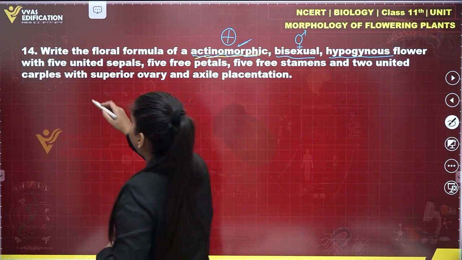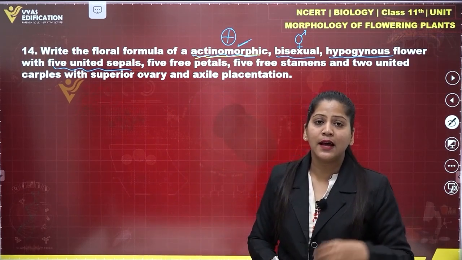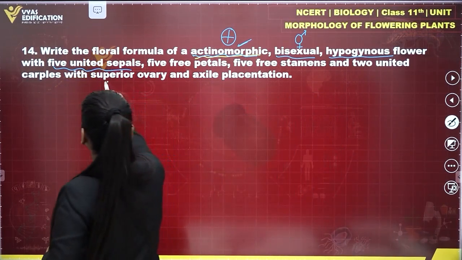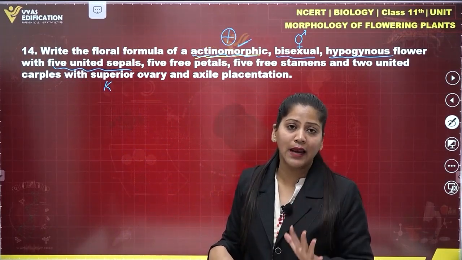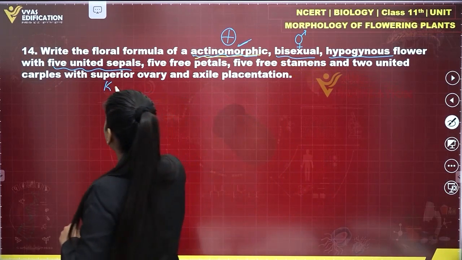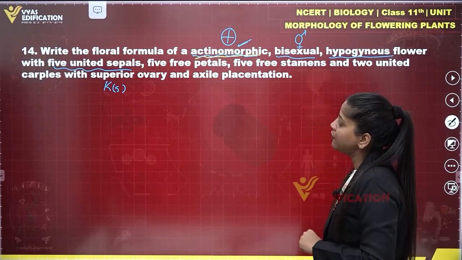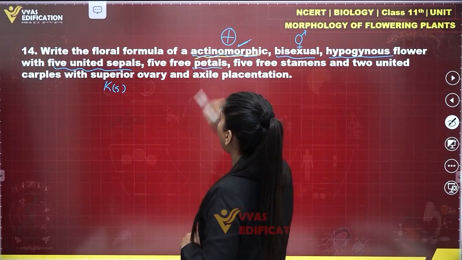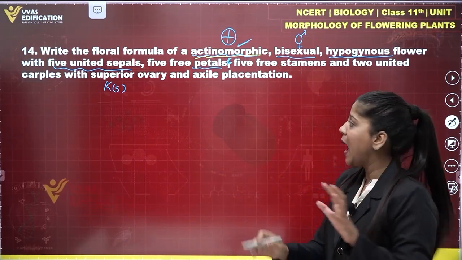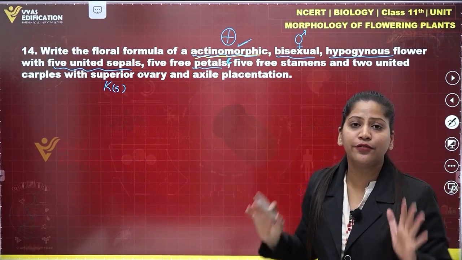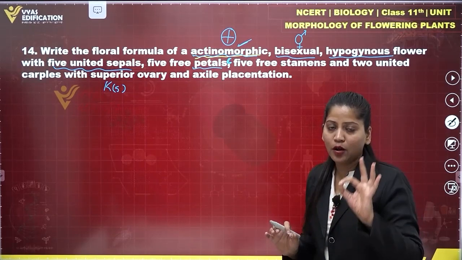Then the 5 united sepals. Sepals are also termed as calyx, which is known as K. And we have 5 united calyx or sepals, which are represented as 5 in bracket. Then we have 5 free petals. Petals are also known as corolla, which is represented by capital C, and they are not fused with each other, they are free. So we are not going to make brackets on the 5 of petals or corolla.